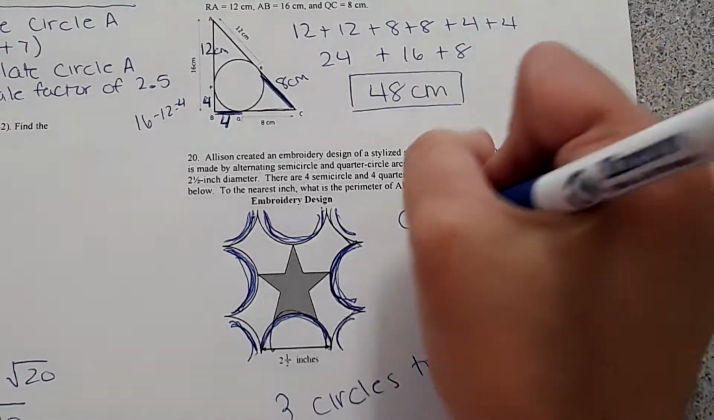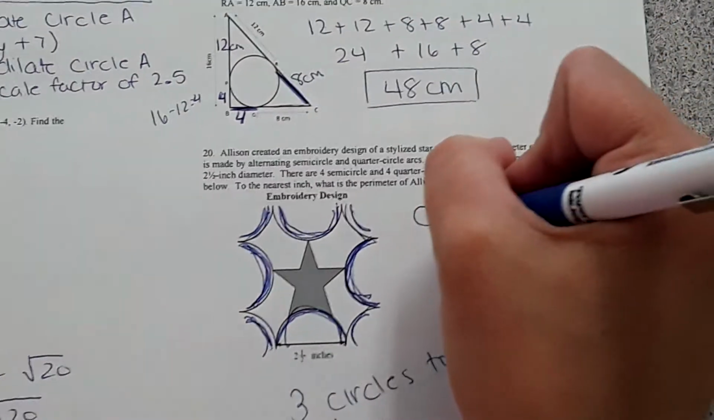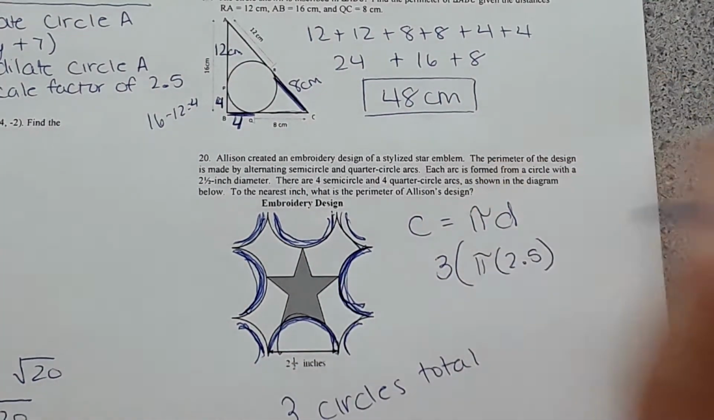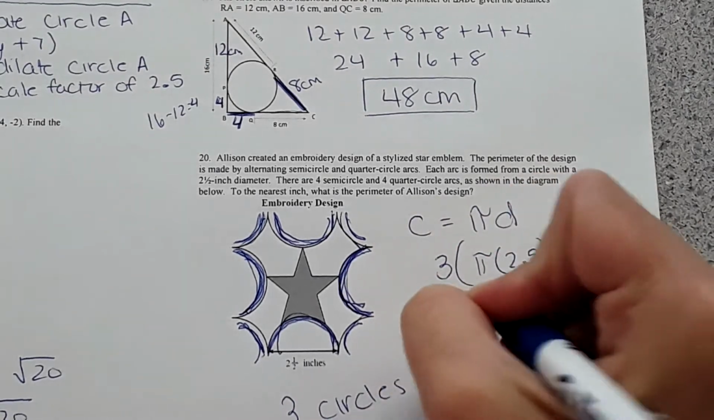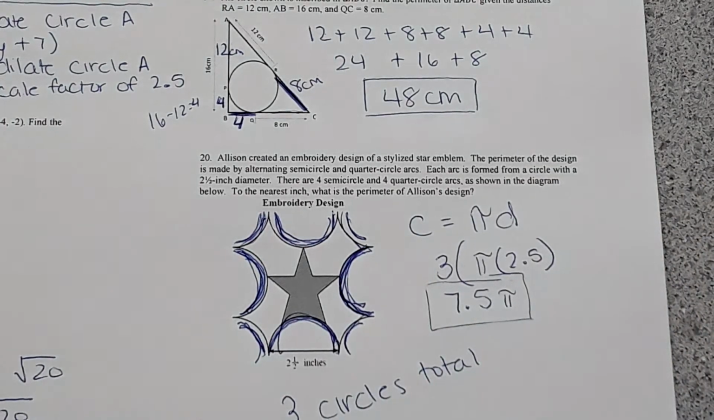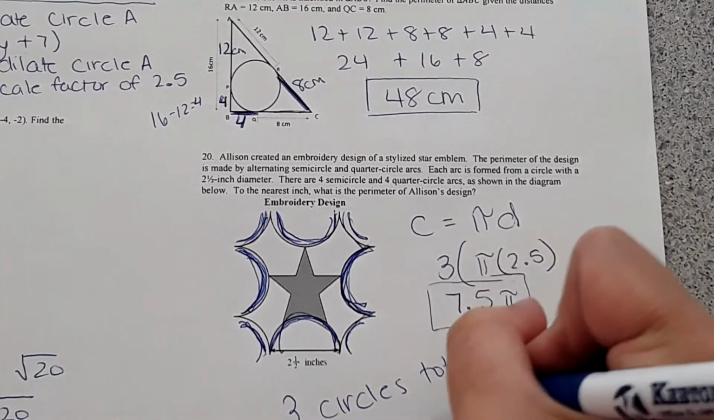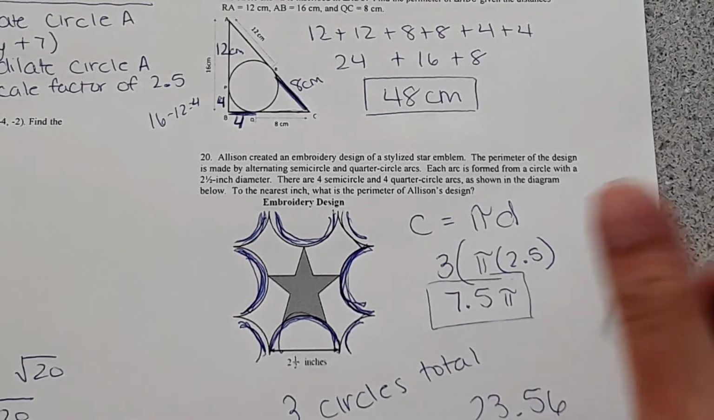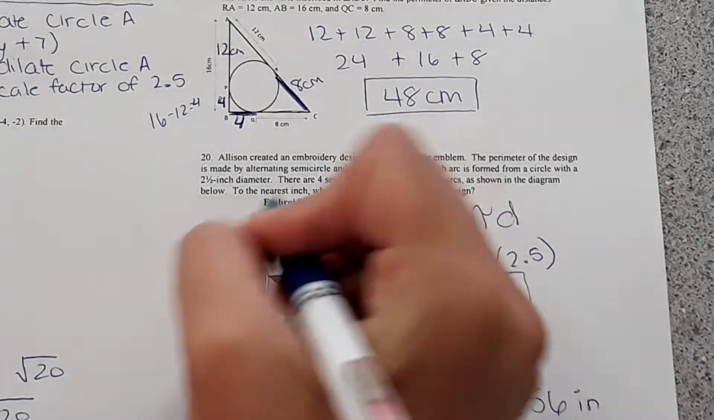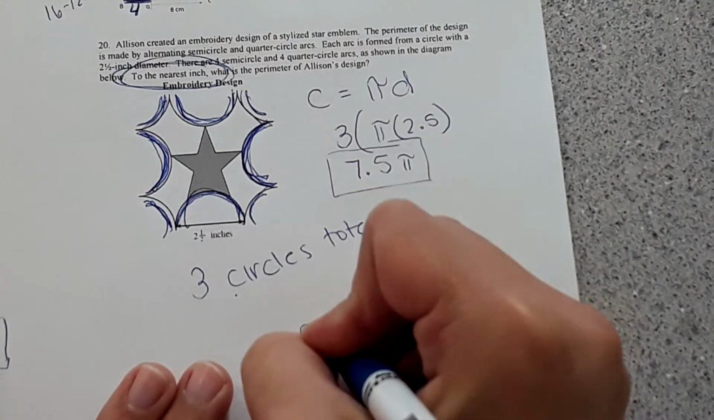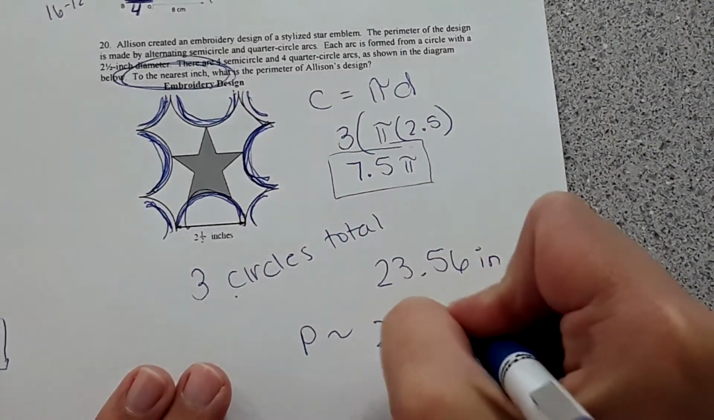So as far as our equation for circumference, we can find the circumference of 3 of them. So it'd be 3 times pi, and then diameter is 2.5. 3 times 2.5 would be 7.5. So 7.5 pi would be your unrounded answer. If you did 7.5 times pi, you get 23.56. And it is in inches. It also says to round it to the nearest inch. So this would round to 24 inches. Perimeter is about 24 inches.